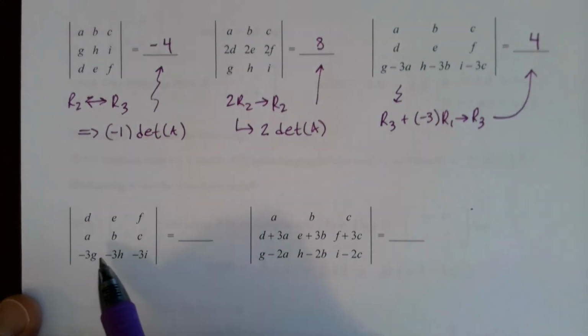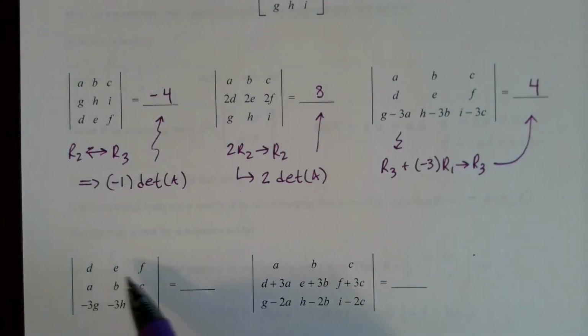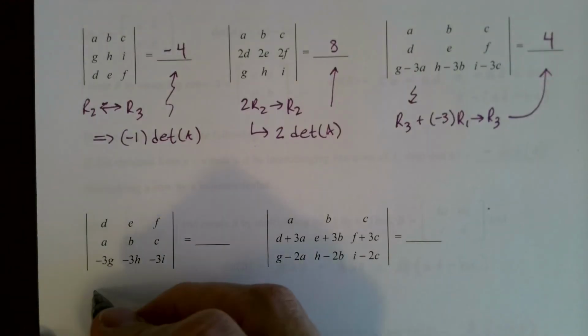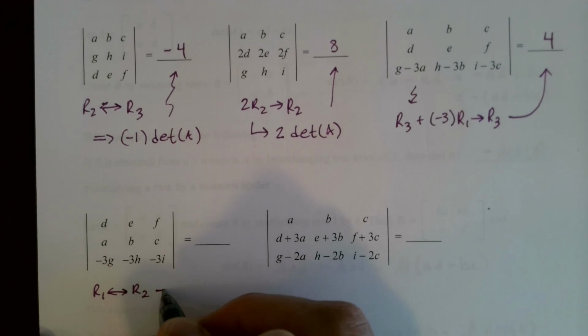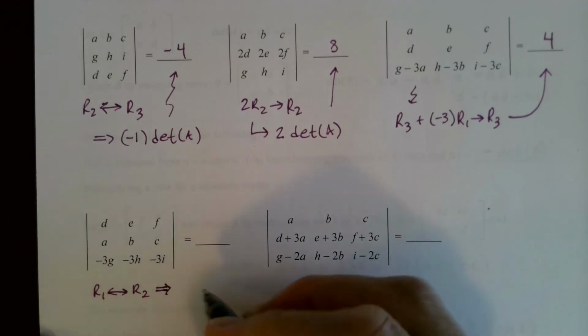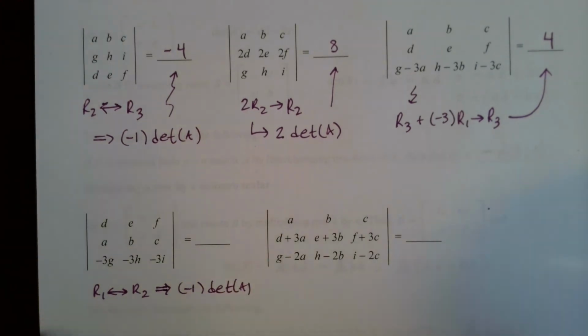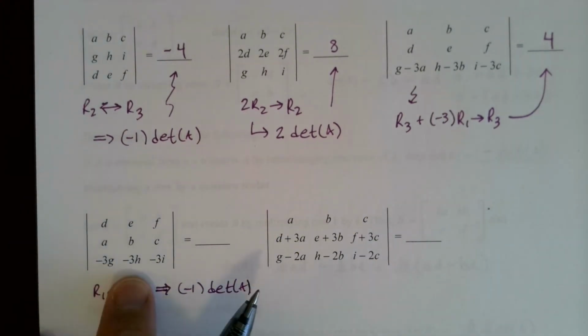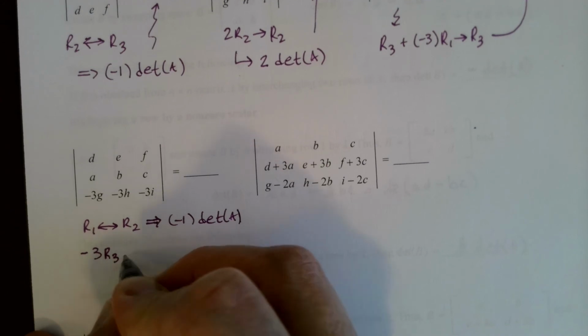Look at this one here. Compare it to A. So A, B, C, D, E, F. D, E, F, A, B, C. So first of all, I know I've swapped rows 1 and 2. And so that net effect is what? -1 times the determinant of A, as we did previously. But I also have what? -3G, -3H, -3I. So I've multiplied row 3 by -3. So I did 2 row operations here.